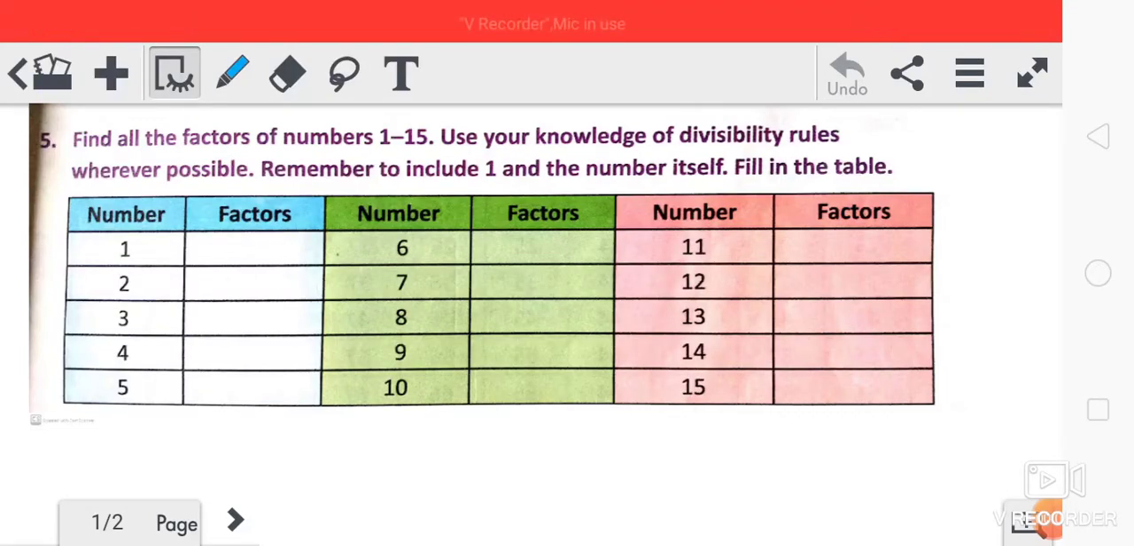This is Shoshoshi here, and today we are going to continue chapter 4. In chapter 4, we have already studied factors and multiples.